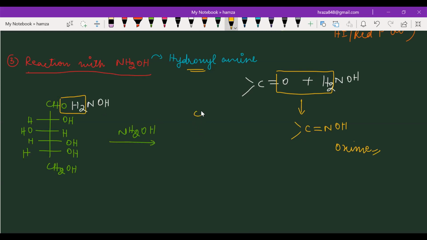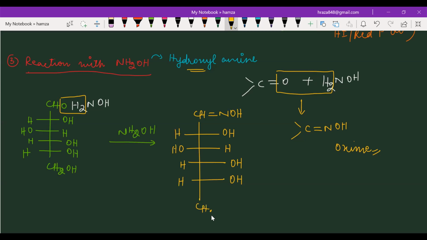So what you will get is CH double bond NOH, and then OH, H, OH, OH. Here it will be H, H, OH, H, and then CH2OH. This is known as glucose oxime. Please write it. The reaction is very simple.